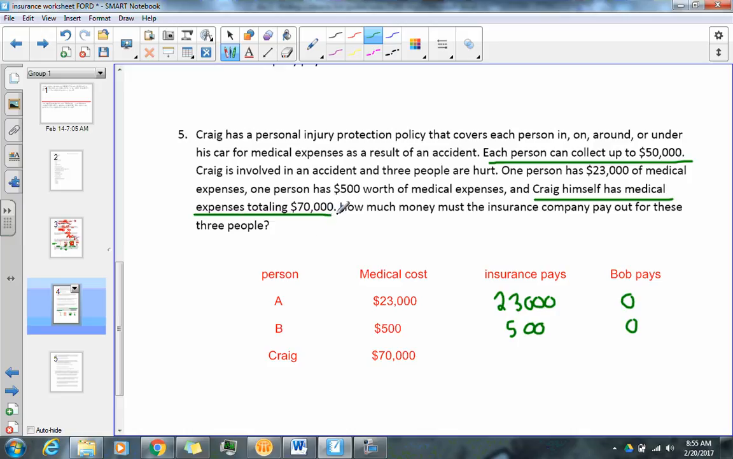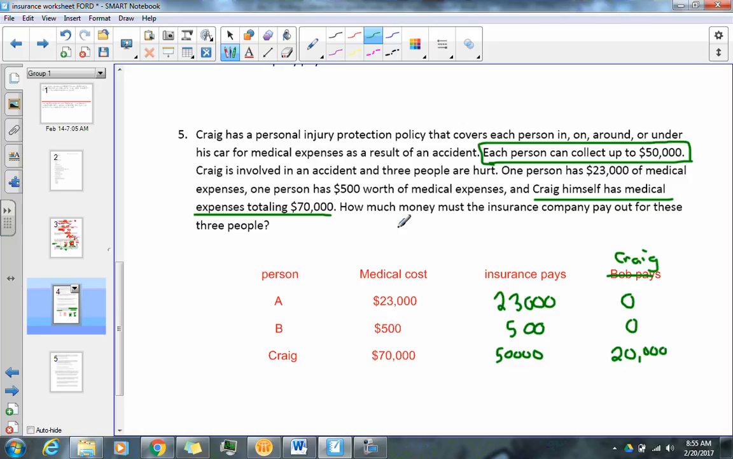Now, in this problem here, each person can collect up to $50,000. All right. So different insurance, different plan. Craig himself is a person, and so that means the insurance would pay 50,000 for him. And of course, I keep on saying Bob, and I mean Craig. Sorry, I'm sure you were probably yelling at the screen here. So that means Craig would have to pay the additional 20 grand.